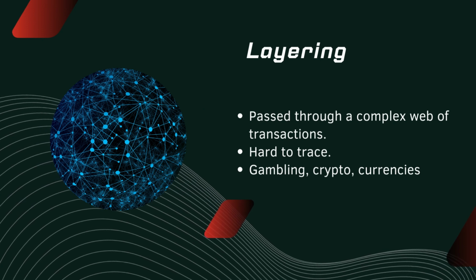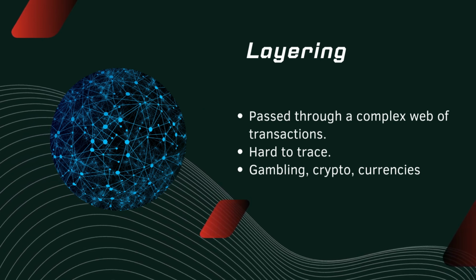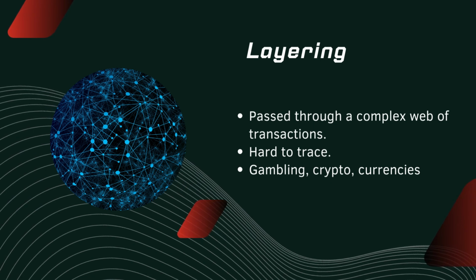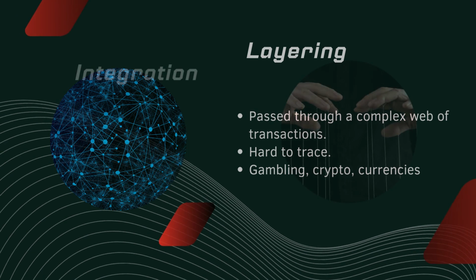The second stage is layering. Once the money is in the legitimate financial system, it's passed through a complex web of transactions to complicate the trail and make it harder to trace back to the criminals. Techniques during this stage include gambling at casinos, purchasing securities or assets like property, funneling funds through holding companies, buying foreign currencies that don't comply with anti-money laundering regulations, and even using cryptocurrencies and unregulated assets.